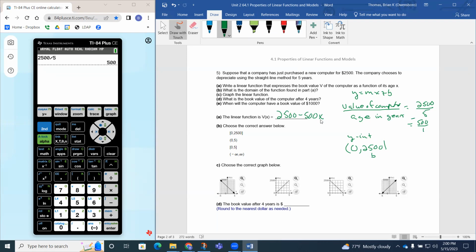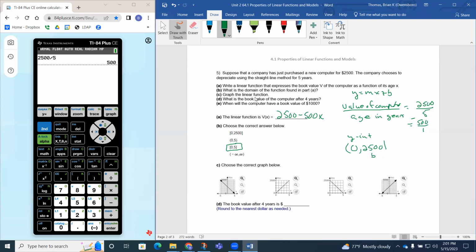So part B says, what's the domain of the function found in part A? So the domain is your input values. Notice that for the input values, it only makes sense to go between 0 and 5, and we're including the 0 and the 5. So that would make sense for the domain, since we're only working our way out to 5 years.